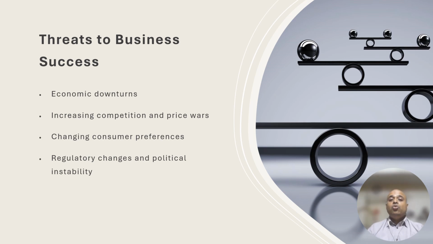Regulatory changes and political instability. Governments introduce new laws and regulations that can increase businesses' costs or even ban certain products. For example, stricter environmental laws have forced businesses to reduce plastic use, adopt eco-friendly packaging, and lower carbon emissions. Political instability such as wars, trade restrictions, or sudden policy changes can disrupt supply chains and make it harder for businesses to operate.